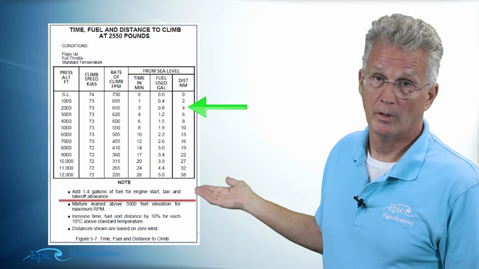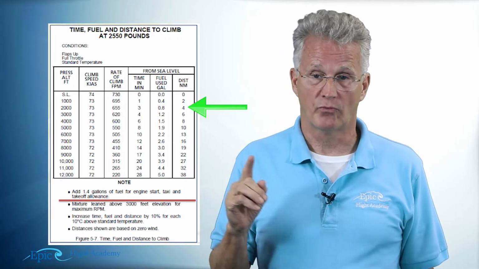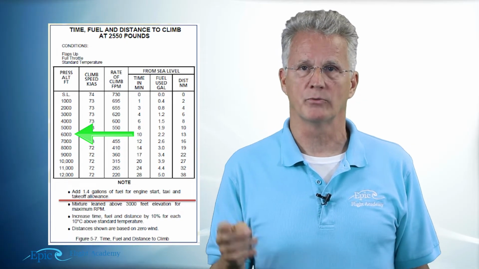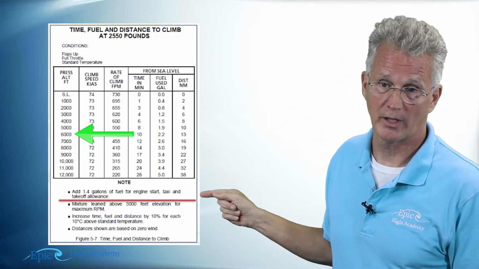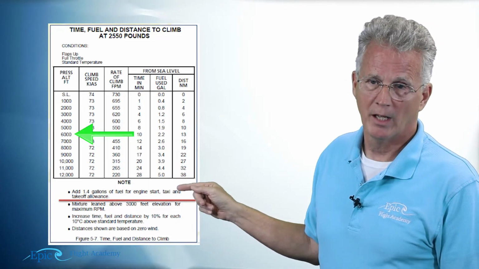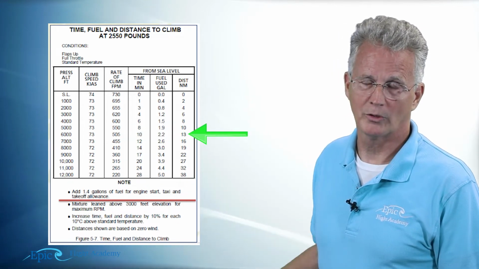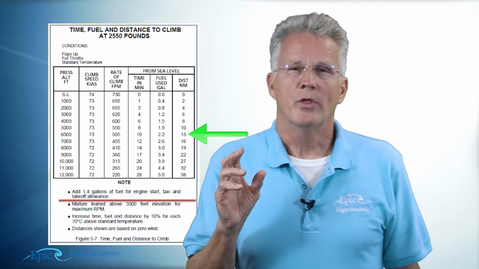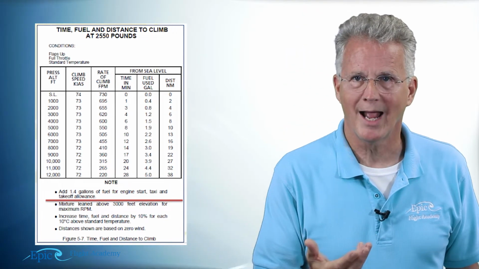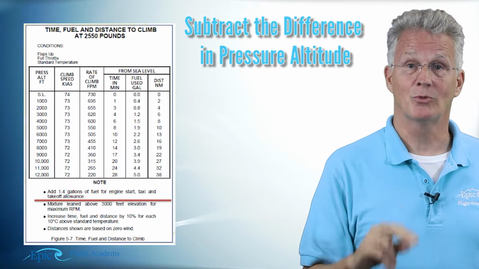See that? Now, hold those numbers in your head for just a moment. We're going to 6,000 feet, right? We're going to climb 4,000 feet. So come into the chart at 6,000. And as I move over to the time, I see it says 10 minutes, 2.2, and 13. The difference that we're talking about is we're going to subtract where we started at 2,000 feet.